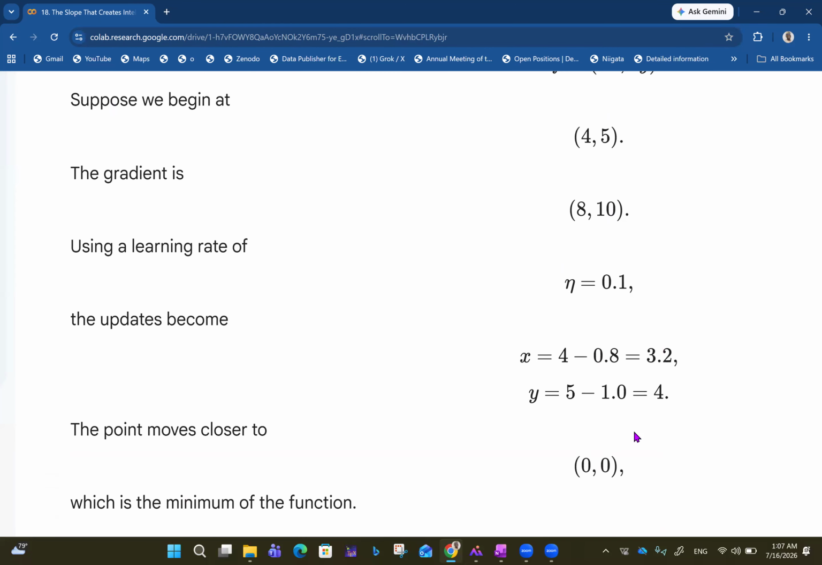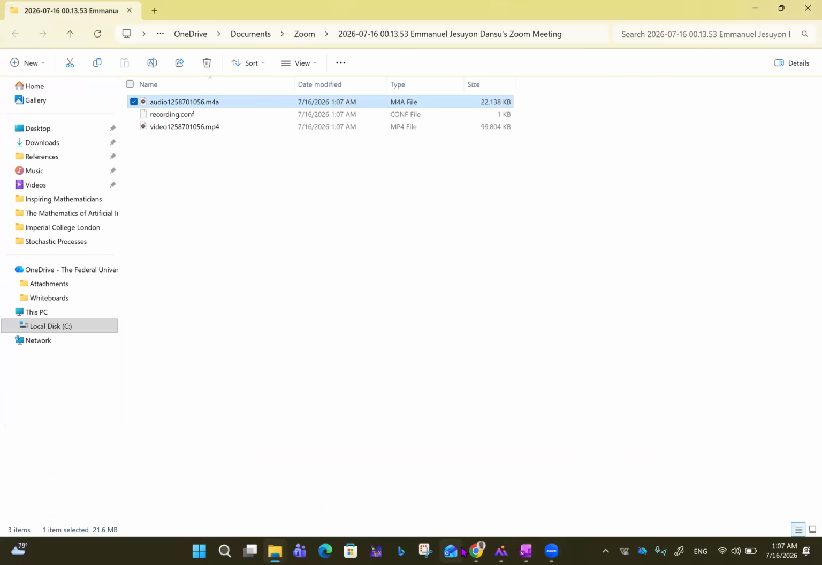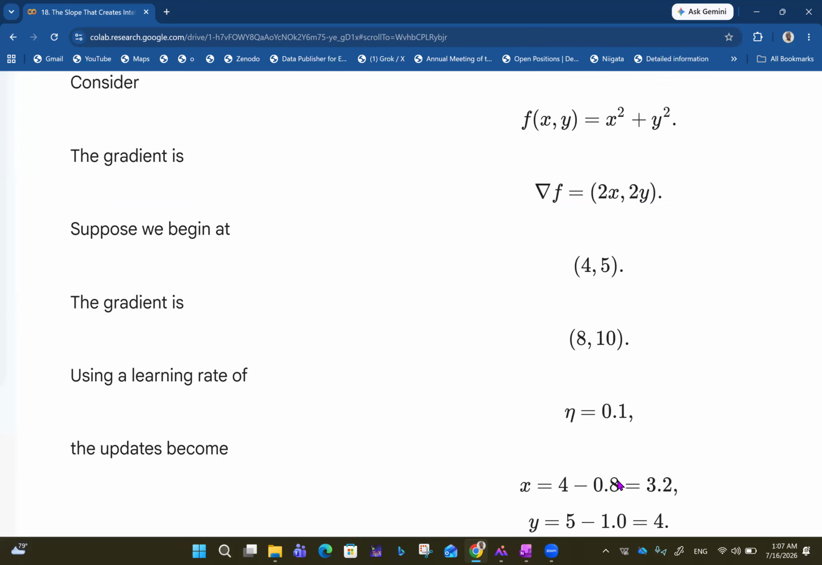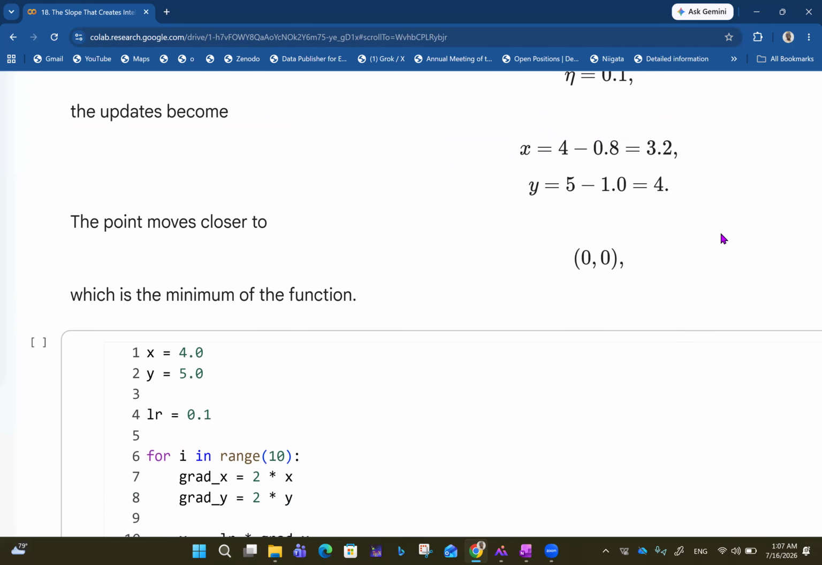The updates become, for x: 4, the initial value, minus the learning rate 0.1 times the gradient, which is 8. So you have 4 minus 0.8, which is 3.2. For y, you have 5 minus 0.1 times 10. 0.1 times 10 is 1, so you have 4 there. So the point moves. If you keep doing that, the point moves closer and closer to 0, 0. And that's what we expect for x squared plus y squared, which is the minimum of the function.